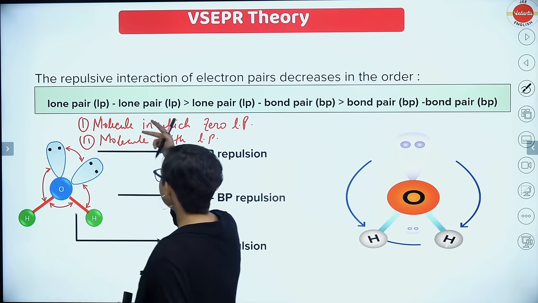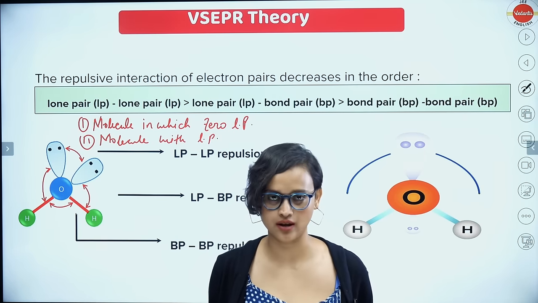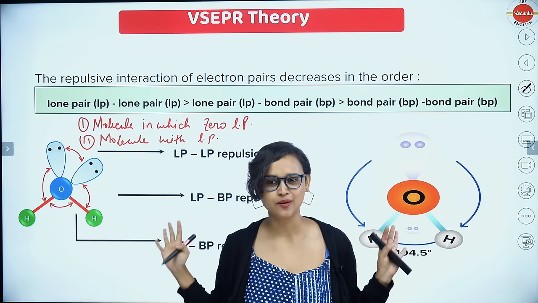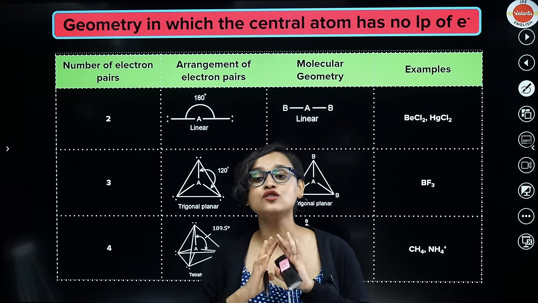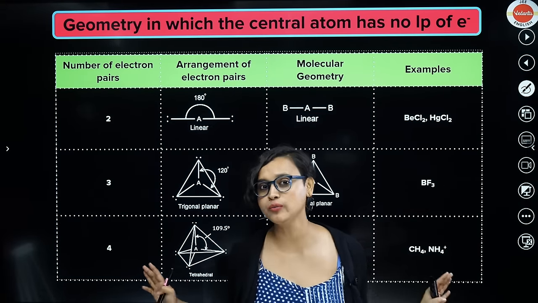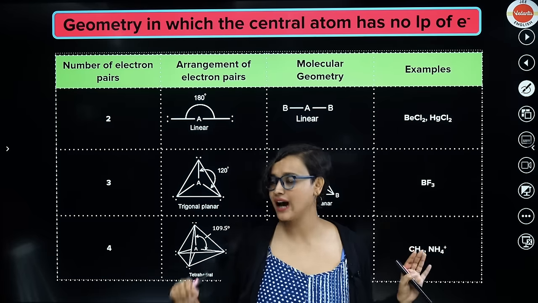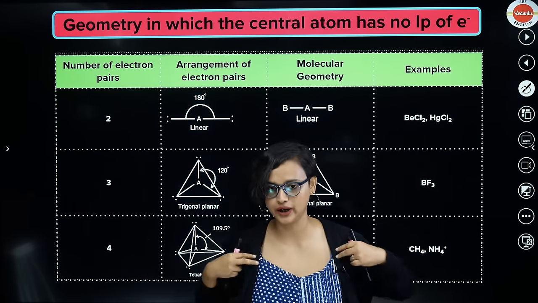Okay. So if we divide it into these two categories, it becomes a little easier for us to find the shape. So, shall we check out now? What shapes are we getting? How are the molecules going to look? Chalo, let's go. So, geometry in which there is no lone pair. There are no lone pairs of electrons on the central atom. Whatever electrons it had, it already shared. Everything is bonded. No lone pair at all.